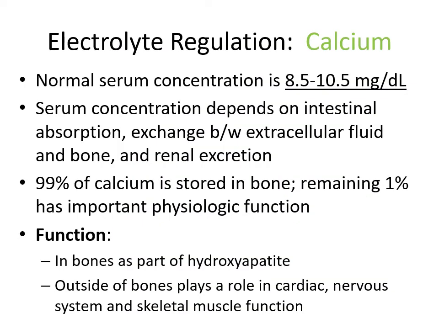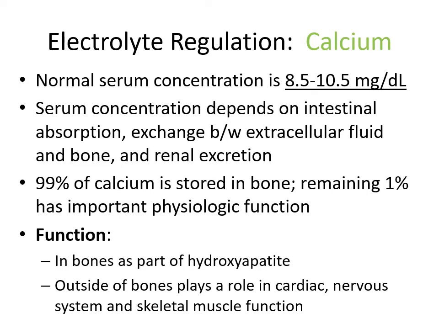Now we'll take a look at calcium. So it has a normal serum concentration of 8.5 to 10.5 milligrams per deciliter. And the serum concentration depends on intestinal absorption, exchange between extracellular fluid and bone, and renal excretion. 99% of calcium is stored in the bone, with the remaining 1% in circulation for physiological function.